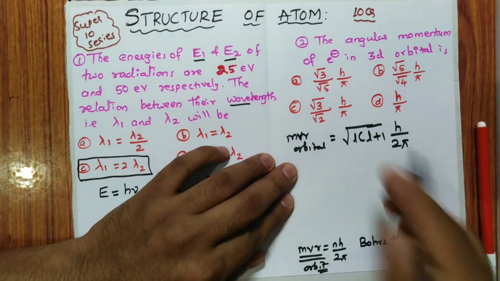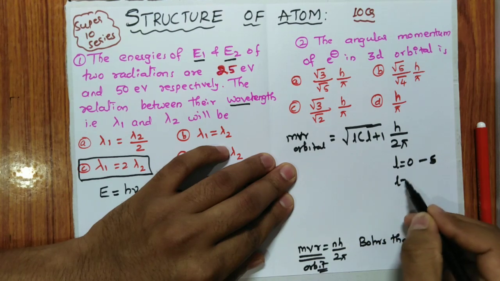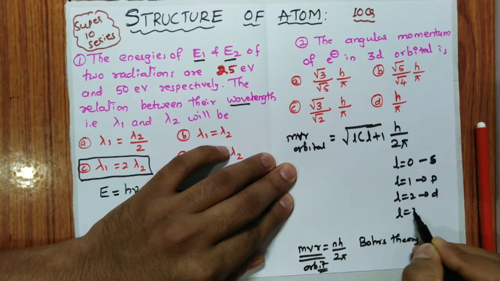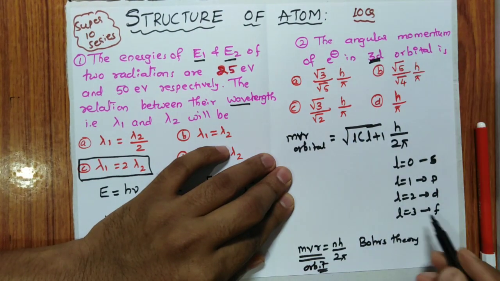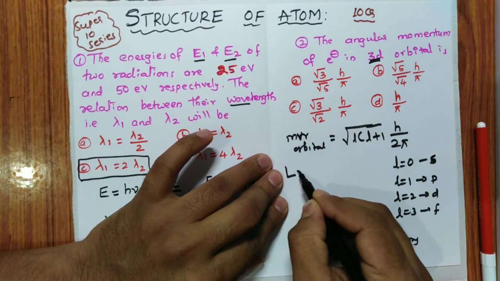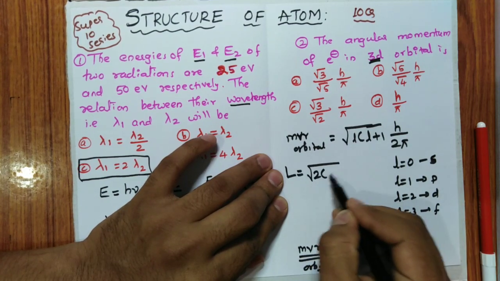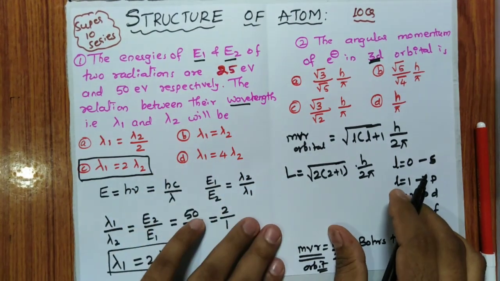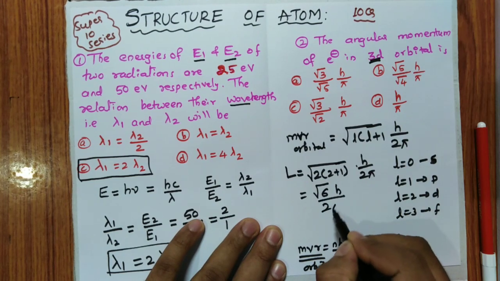So in this particular case, what is L value? Always remember L is equal to 0 for s orbital, L is equal to 1 for p, L is equal to 2 for d, L is equal to 3 for f orbital. So hence remember here d orbital is given, right? d means L is equal to 2. So substitute the answer. So this is also written as capital L, mvr in the case of orbital. So root of 2 into 2 plus 1 into h by 2 pi. So you are going to get this as root 6 h by 2 pi.